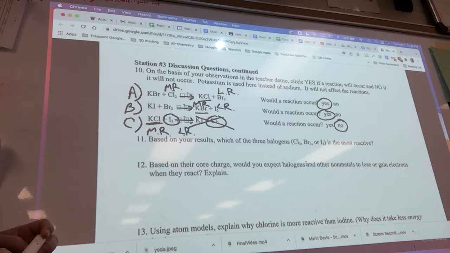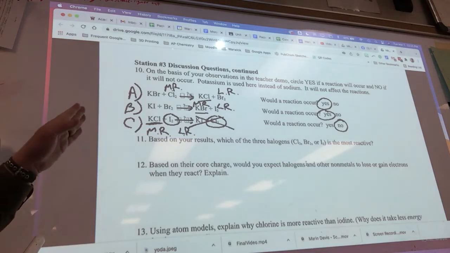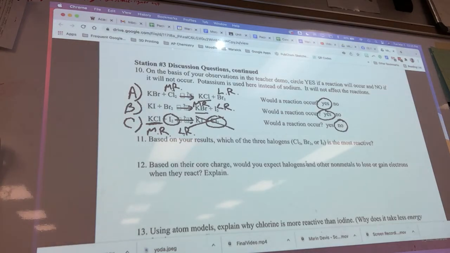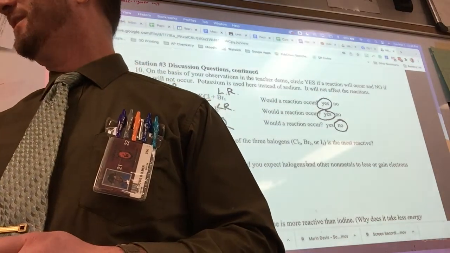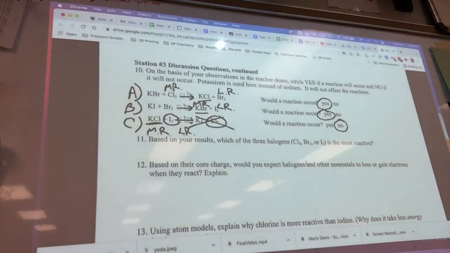Totally lost my train of thought. Which of the halogens is the most reactive? All right, group 2. Which is the most reactive halogen?